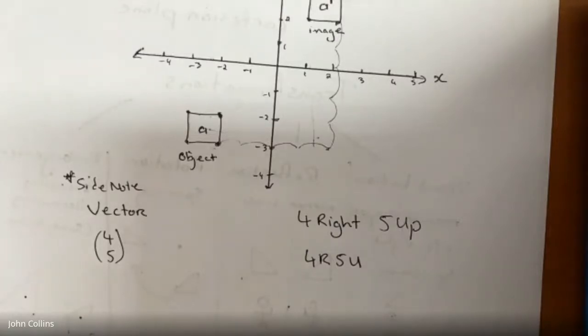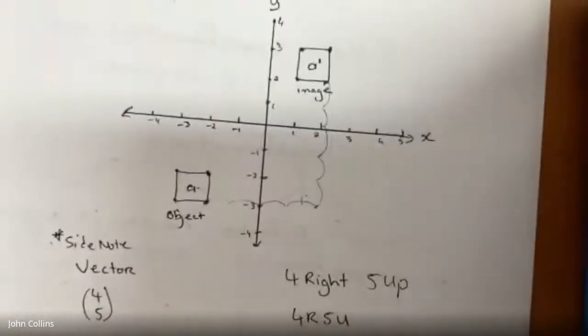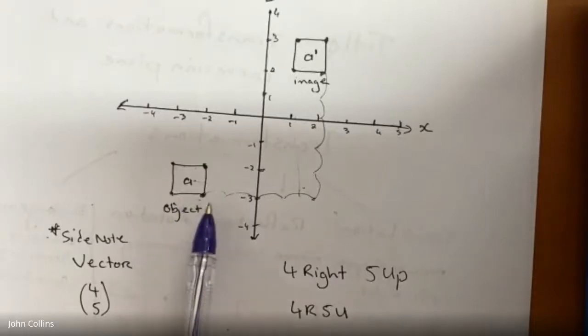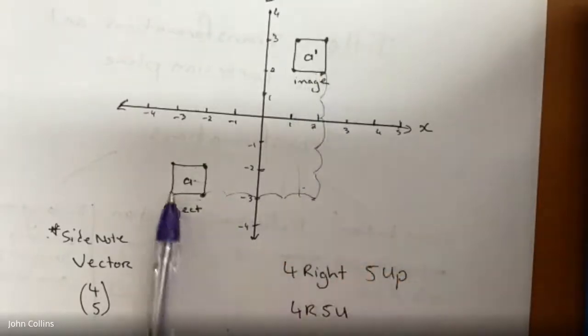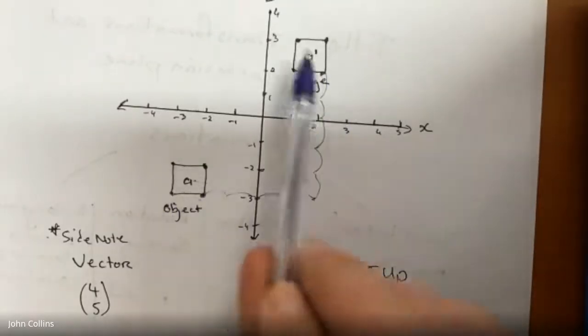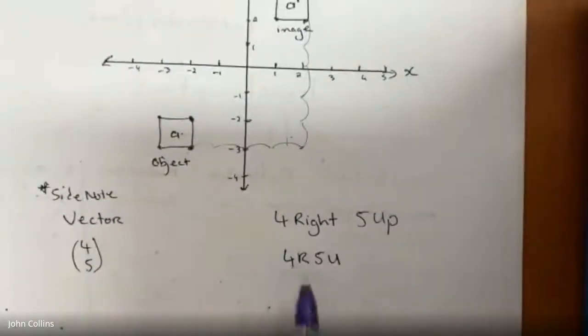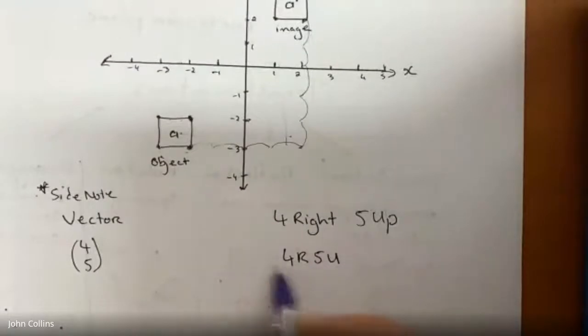Okay, so that's translation. That is describing a translation. Key things here, just a reminder, the original thing is called the object, and where it has moved to is called the image. If you're using a letter, it is A and then the A dash. And we use this notation to describe, this is a description of the translation.